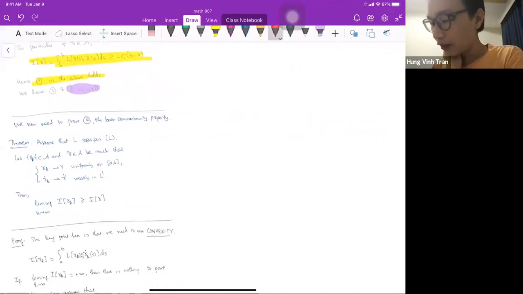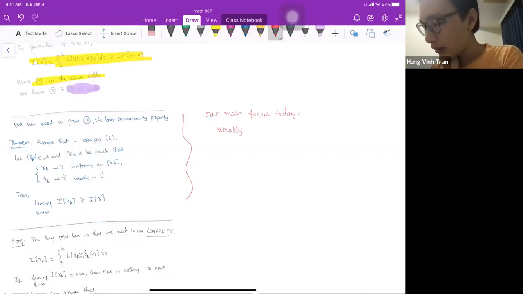Now I state the theorem here. This is our main focus for today. Again, let me repeat, this is the weak lower semicontinuity. I said lower earlier, there's a typo; it's weakly lower semicontinuity.